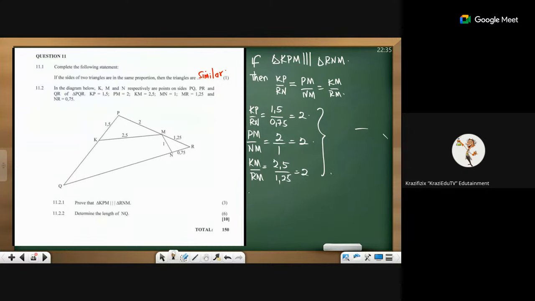Then I'll say, since KP over RN equals PM over NM, which is equal to KM over RM, because I see that they are all equal to 2. Therefore, triangle KPM is similar to triangle RNM. This is now going to be the converse.